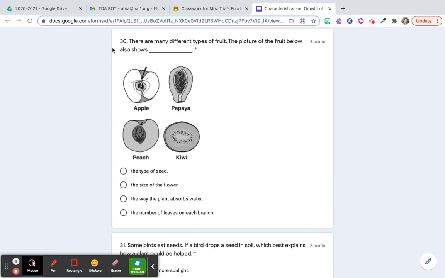Number 30. There are many different types of fruit. The picture of the fruit below also shows the type of seed, the size of the flower, the way the plant absorbs water, or the number of leaves on each branch.